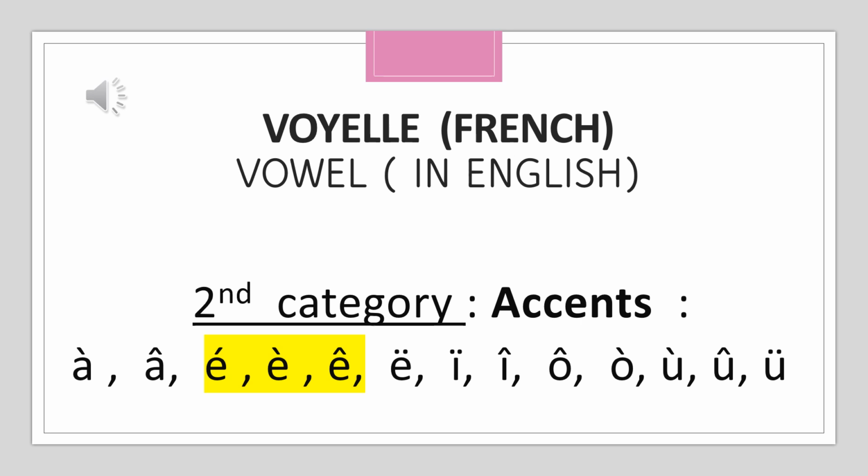So in this lesson, we're going to continue the vowels. We saw in the previous lesson just the first category of vowels, which are the classic ones: A, E, I, O, U, Y. So today we're going to see the second category, which are the vowels with accents. Okay, so what do I mean by accents?